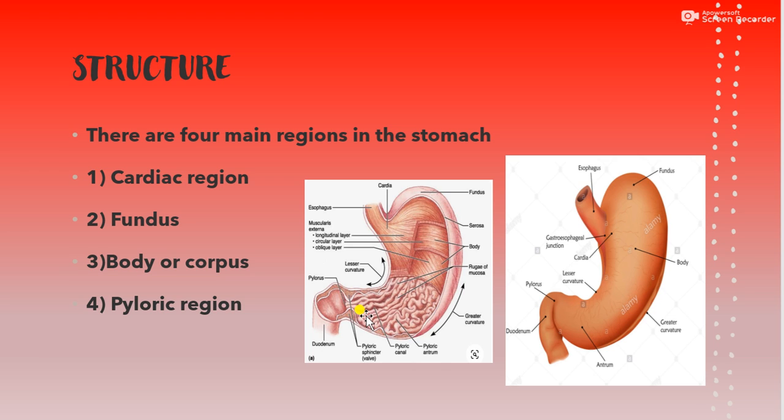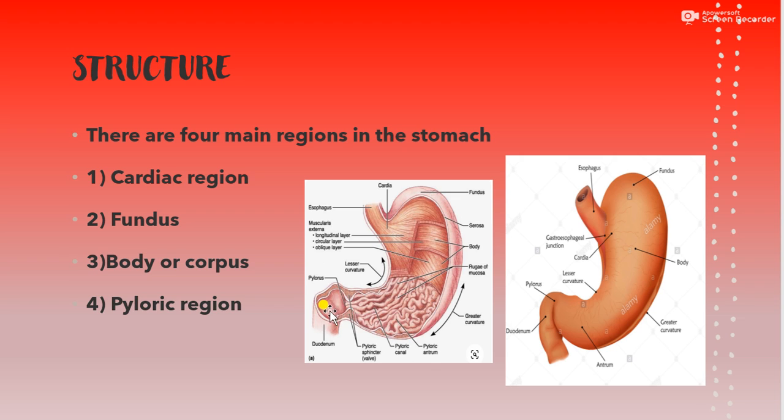Antrum is continued as the narrow canal, which is called the pyloric canal, or it is also called the pyloric end. Pyloric canal opens into the first part of the small intestine, and that first part of the small intestine is the duodenum. And the opening of the pyloric canal is guarded by a sphincter, and that sphincter is called the pyloric sphincter. It opens towards the duodenum.